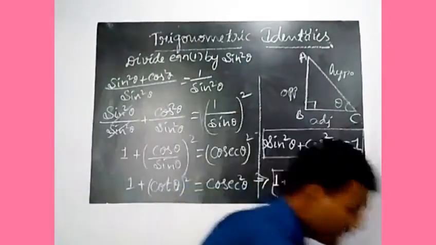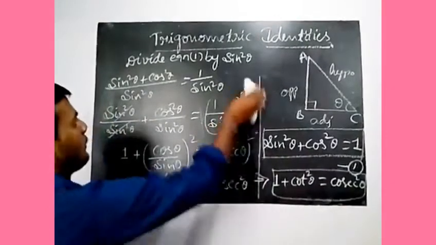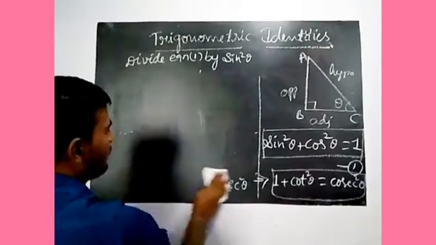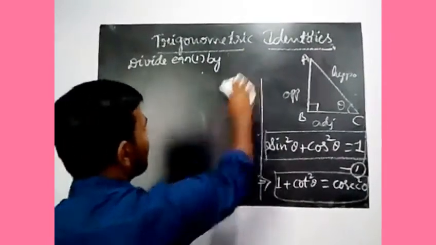Next, to obtain the next trigonometric identity, let me divide equation 1 by cos square theta.